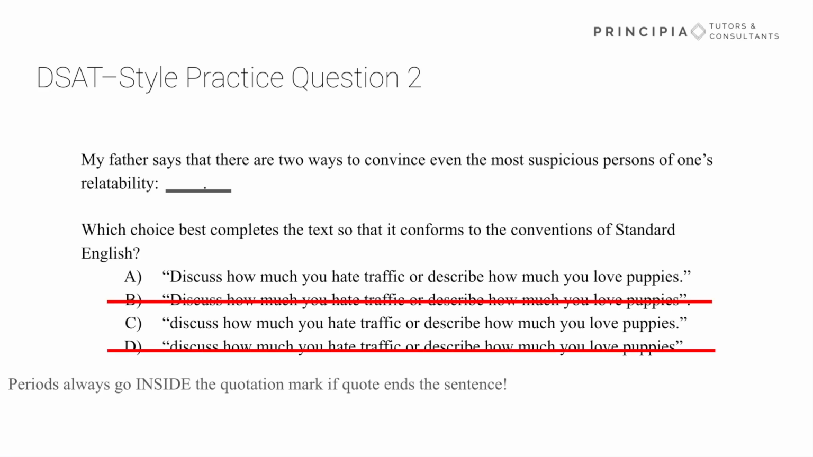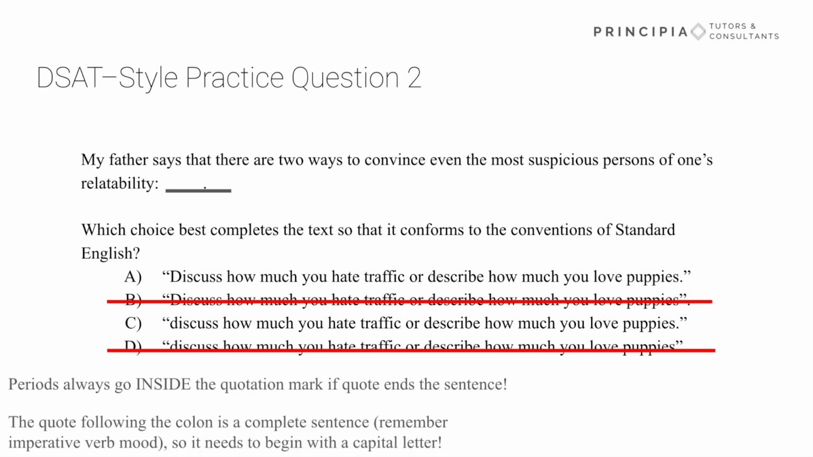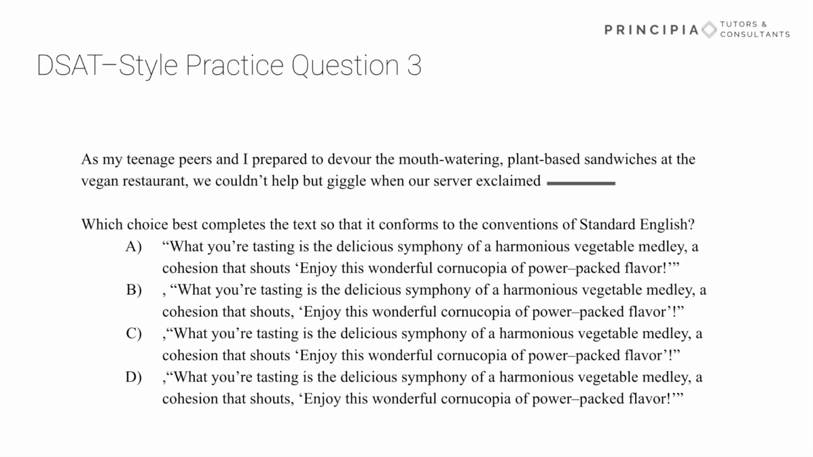Get rid of them. Now, reading through the sentences and then the options, we'll note that "discuss how much you hate traffic or describe how much you love puppies" is a complete thought, and it's in the imperative verb mood. So make sure you remember that. As a complete sentence, it needs to begin with a capital letter, which eliminates choice C, meaning A is the correct answer.